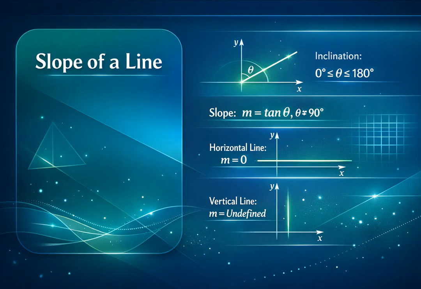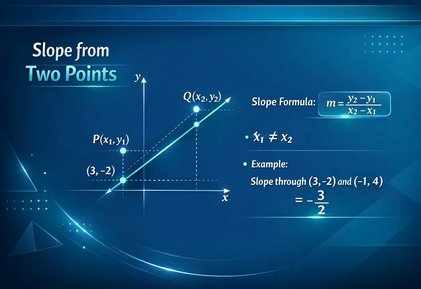The slope of a line measures its steepness and direction. If a line makes angle theta with the positive x-axis measured counterclockwise, then the slope m equals tan theta. The inclination theta ranges from 0 to 180 degrees. A horizontal line has slope 0. A vertical line has undefined slope because tan 90 degrees is undefined. We can find slope from 2 points on a line.